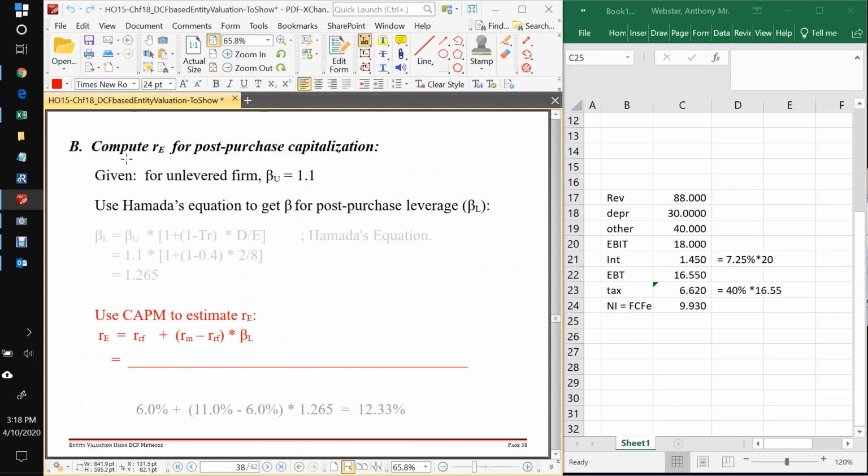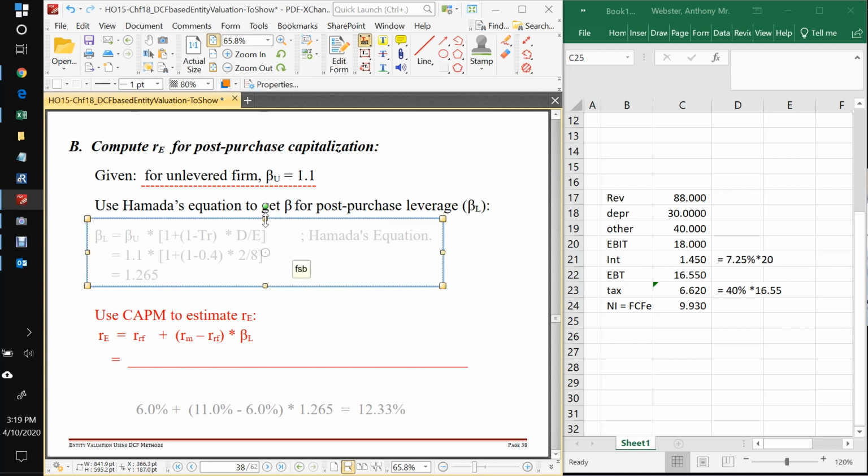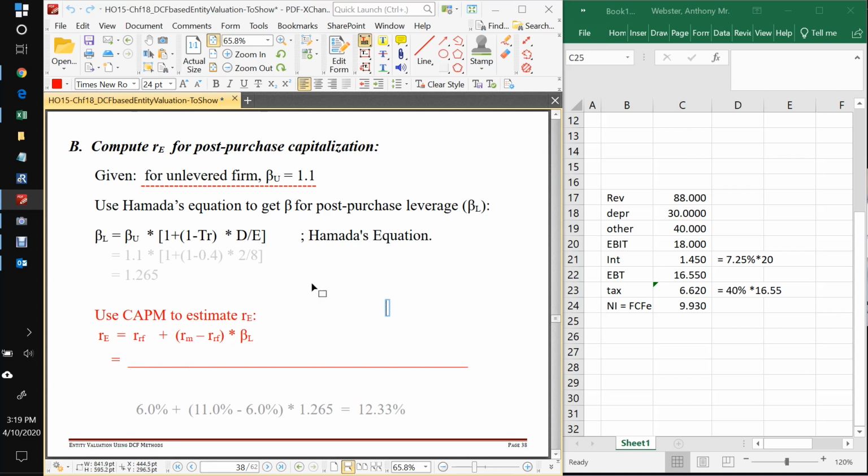Okay, so now let's move on and compute our equity cost of capital for the post-purchase capitalization of this firm. So we were given for an unlevered firm the beta of comparable firms with no leverage, again, that's why I have the U there, was 1.1. And remember, we did learn in the last handout that as a firm gets levered up, its beta does increase. It's found to be true empirically. And the best way of modeling that is to use Hamada's equation, which I didn't ask you to memorize, and I'm not asking you to memorize now, but I just want to show you how it works.